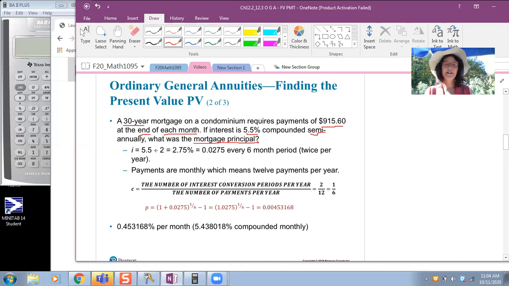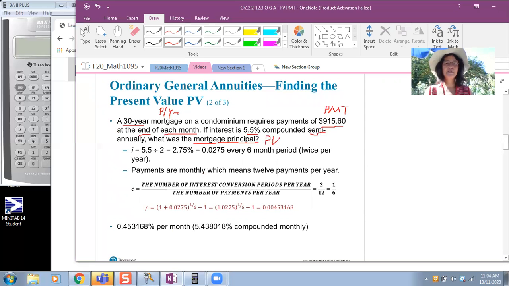Let's analyze this question. The question asks, what is the mortgage principal? So what is the present value of the annuity? Mortgage is an annuity because you make a series of payments. 915.60 is the PMT. You make a payment at the end of each month, so in 1 year you make 12 payments. PY equals 12.